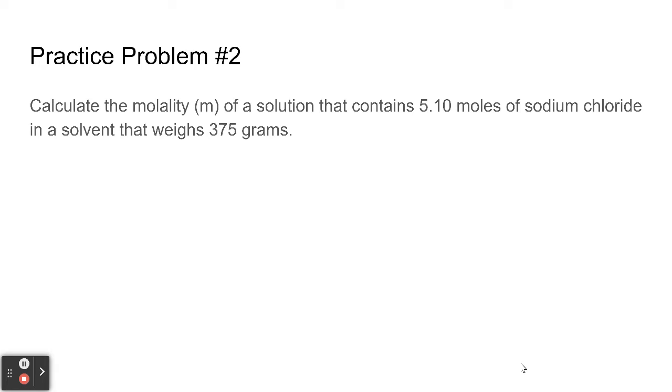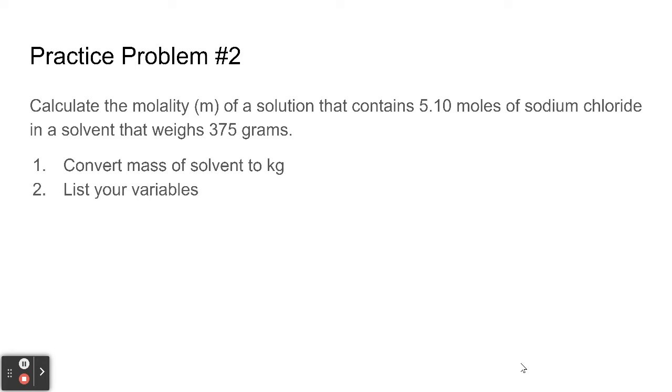All right, so let's work through the steps. Let's see what we have to do. The first thing we need to identify is our mass. When we're solving molality, mass must be in kilograms in order to do the math correctly. And the question gives it to you in grams. So you have to convert the mass of the solvent to kilograms first. Once we convert it to kilograms, we'll be able to list our variables, and then we'll be able to solve the question.